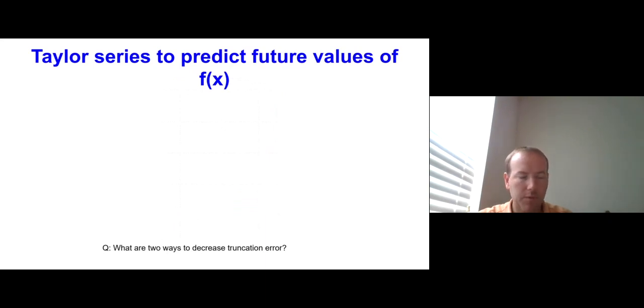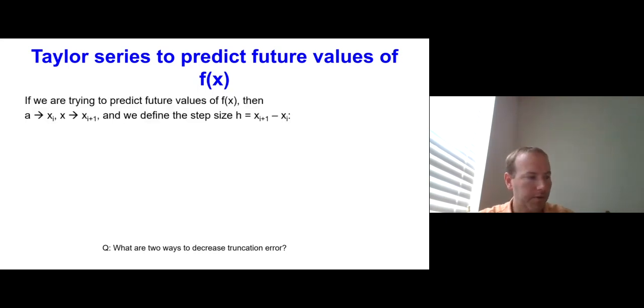And so now we're going to look at how we can use the Taylor series approximations to predict future values of a function. So what we're going to do is make a change of notation, and make a few variable changes. Where we had a before, we'll have xi, that's the current value of x. Where we had x, we're going to have the next value of x. And we're going to define a step size, h, which is the difference between the next and the current value of x.